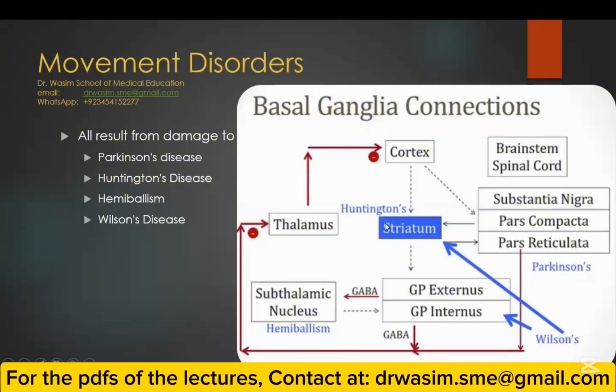So in Huntington disease, there will be a lesion in the striatum. In Wilson disease, there will be a lesion in the globus pallidus internus as well as in the striatum. In Parkinson disease, there will be a lesion in the substantia nigra, and in hemiballismus, there will be a lesion in the subthalamic nucleus.